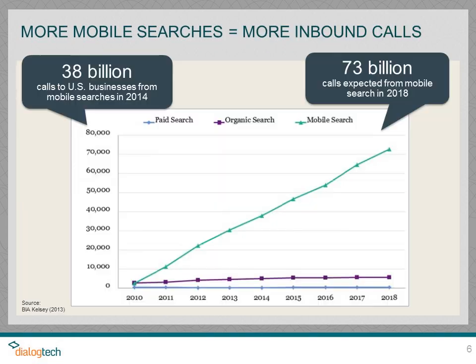So more mobile searches means more inbound calls. Since it's easier for a smartphone user to call a business rather than fill out a web form, calls are on the rise. You can see on the slide here that in 2014, there were 38 billion calls to U.S. businesses from mobile searches alone. And that number is expected to rise to 73 billion by 2018.